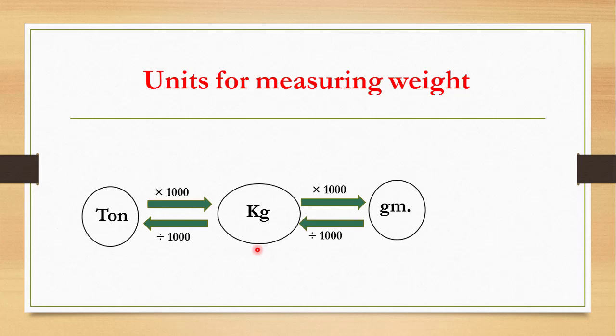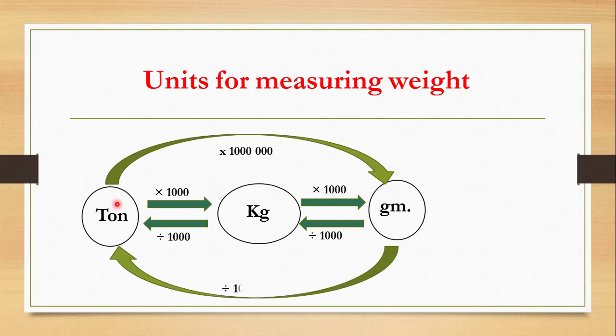What about if I want to convert from ton to gram? In this case, I'll multiply by 1000 times 1000, so I have 6 zeros, so I multiply by 1 million. By the same way, if you want to convert from gram to ton, also you will divide by 1 million. Okay, it's very important.